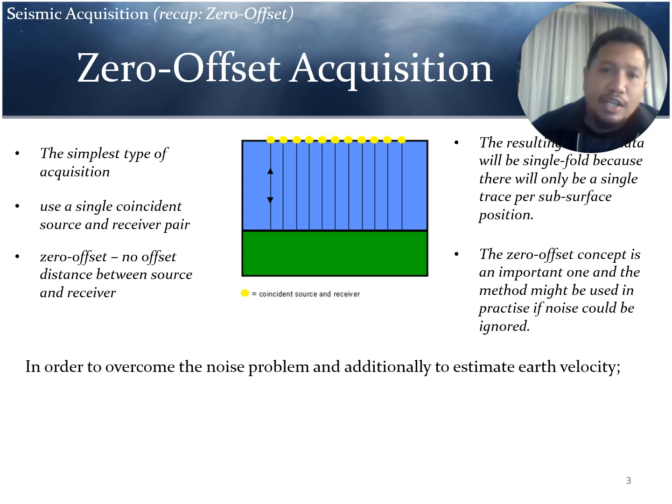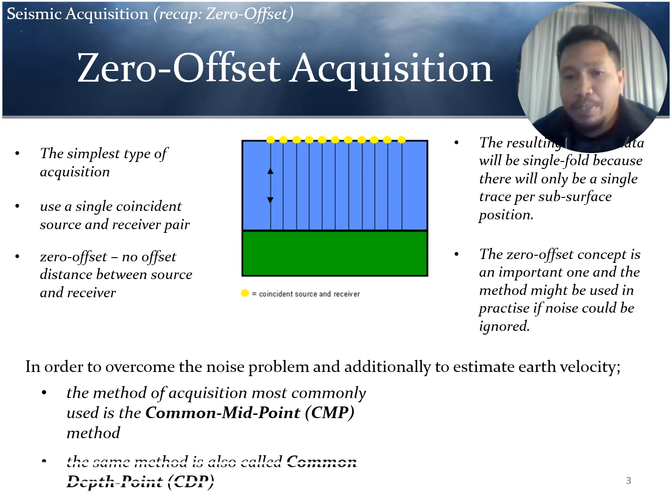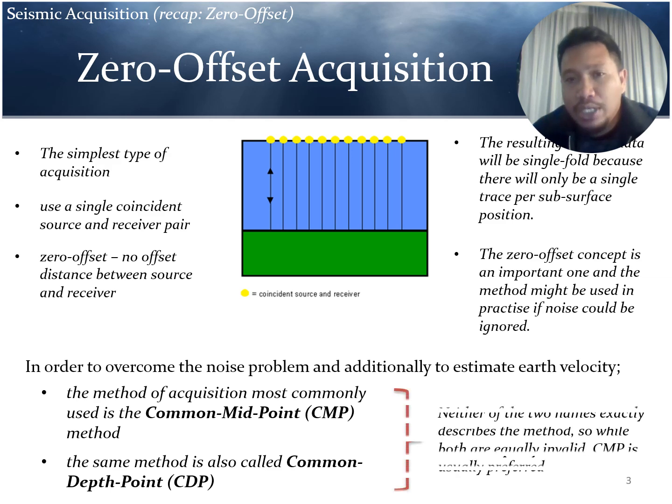In seismic reflections, the prevalent acquisition method is the common midpoint, CMP, technique that we will discuss later, and sometimes it is also known as common depth point or CDP. However, CMP is widely utilized as the common term, while the term CDP is specifically applicable only when dealing with a flat reflector.